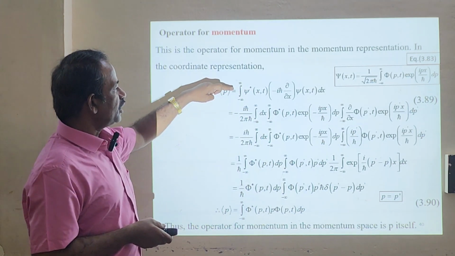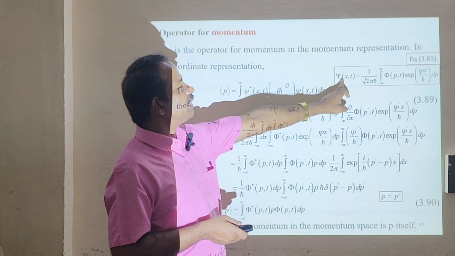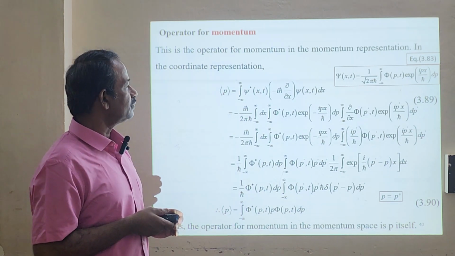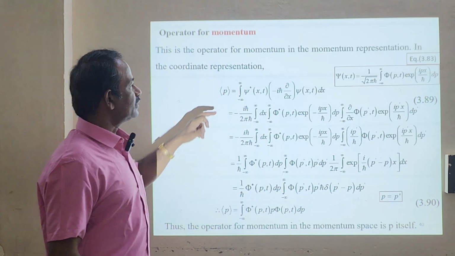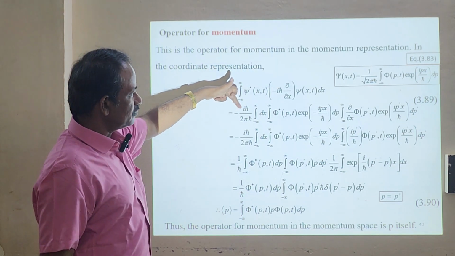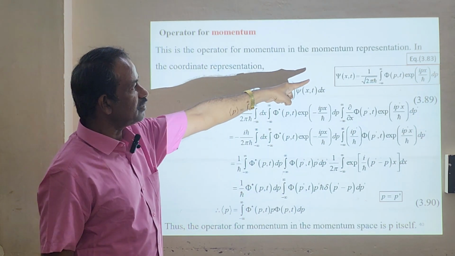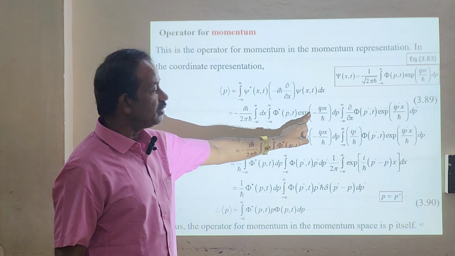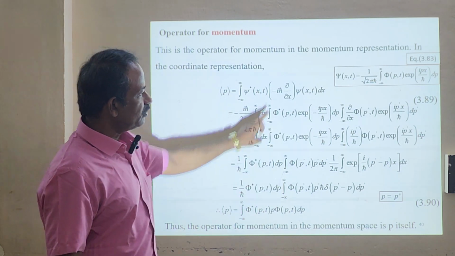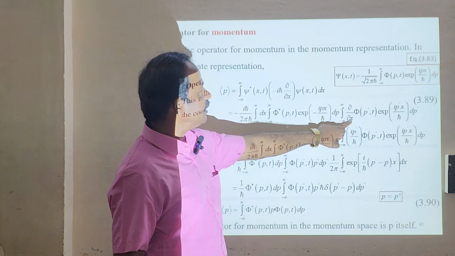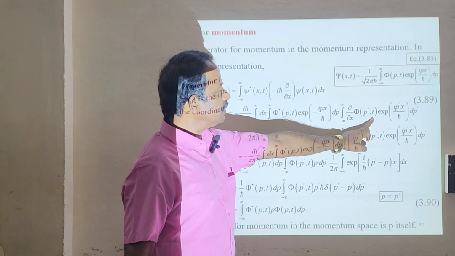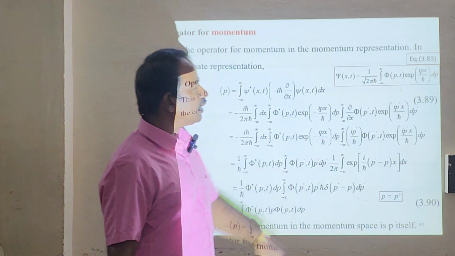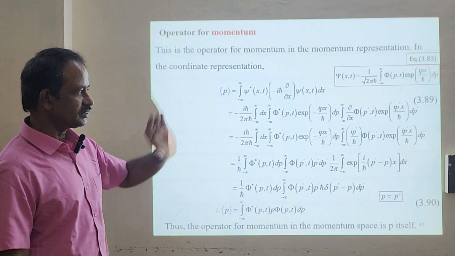Okay. So now we are going to substitute equation 3.83, which is nothing but this equation from the Fourier transform pairs. So we will get, just to bring minus i h cross out, your psi star will become phi star e power minus i p x by h cross. Your d by dx is here, so instead of psi of x, you can write phi of p dash, t, e power i p dash x by h cross, dp dash. Okay, simple one.